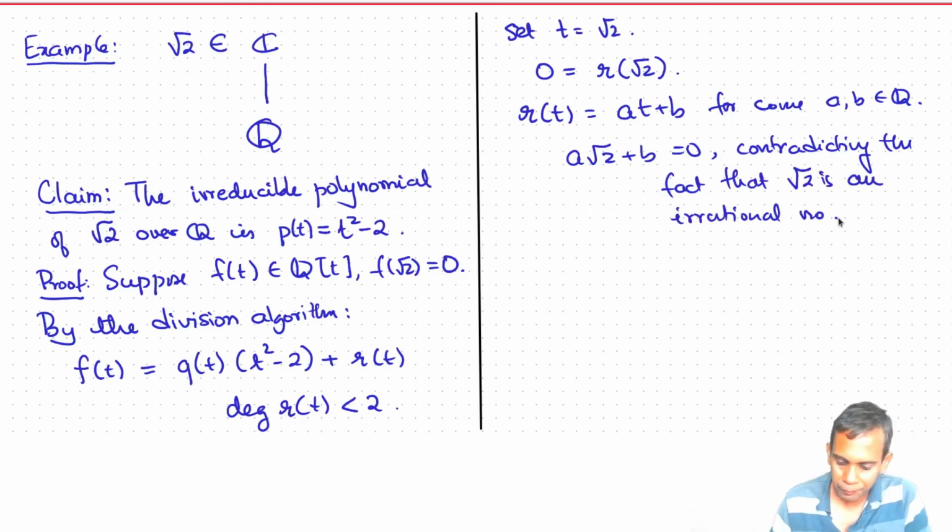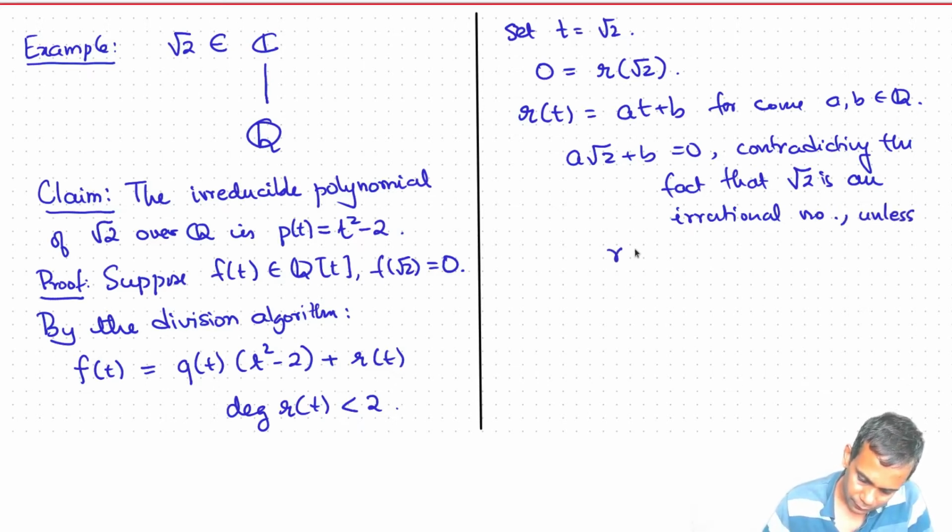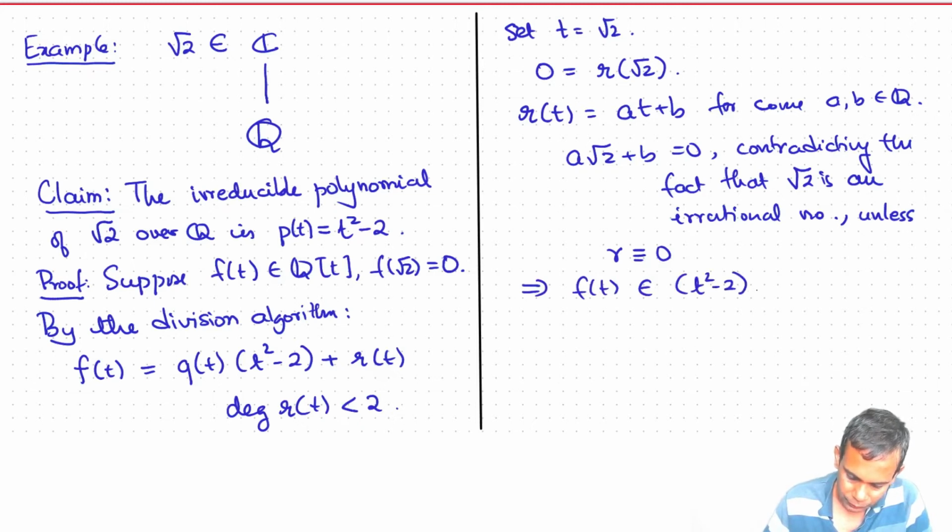And therefore, r has to be 0. Unless of course r is identically 0. That is, a is 0 and b is 0. So then this implies that f(t) is in the ideal generated by t squared minus 2.